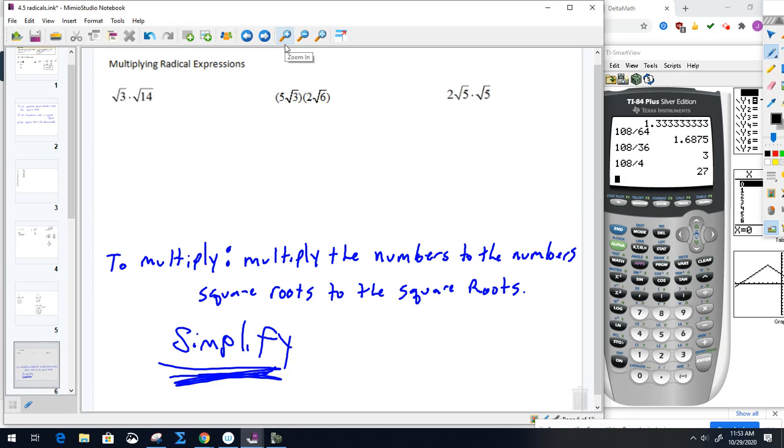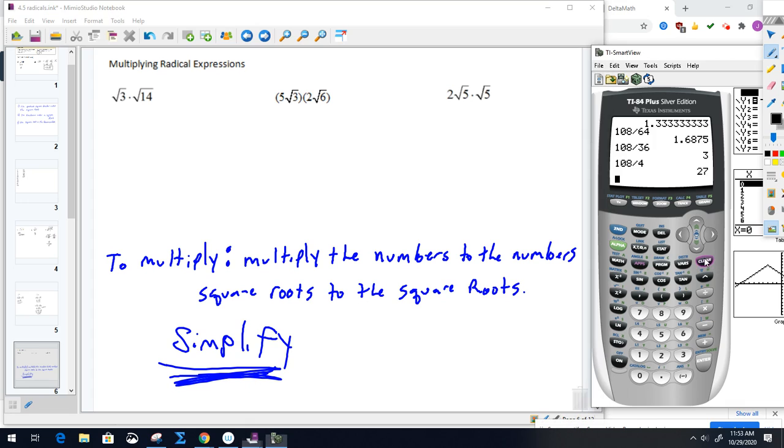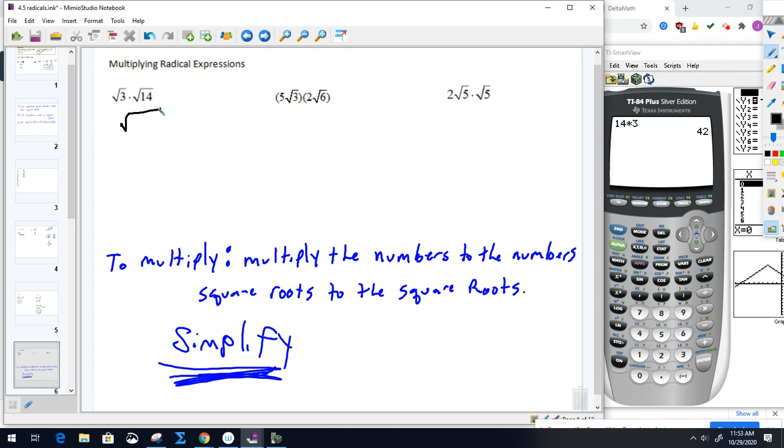So to multiply, we simply multiply the numbers times the numbers, the square roots times the square roots, and then we simplify. I cannot multiply a number times a square root. So again, if you look at this first example, I've got square root of 3, square root of 14. They're both underneath the radical. So I can use my calculator here if I'm not great with numbers. I can hit 14 times 3, okay? And I can put that back underneath the radical. Now notice, if I multiply two numbers that are under a radical, I put it back underneath the radical.